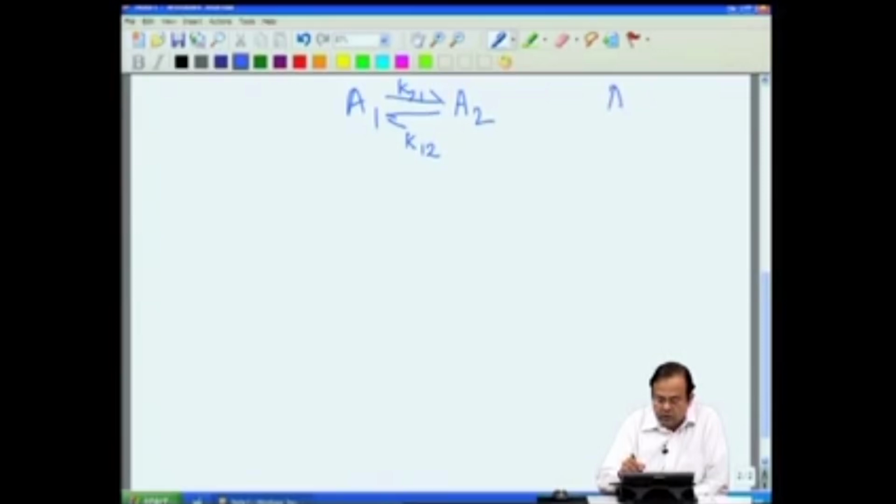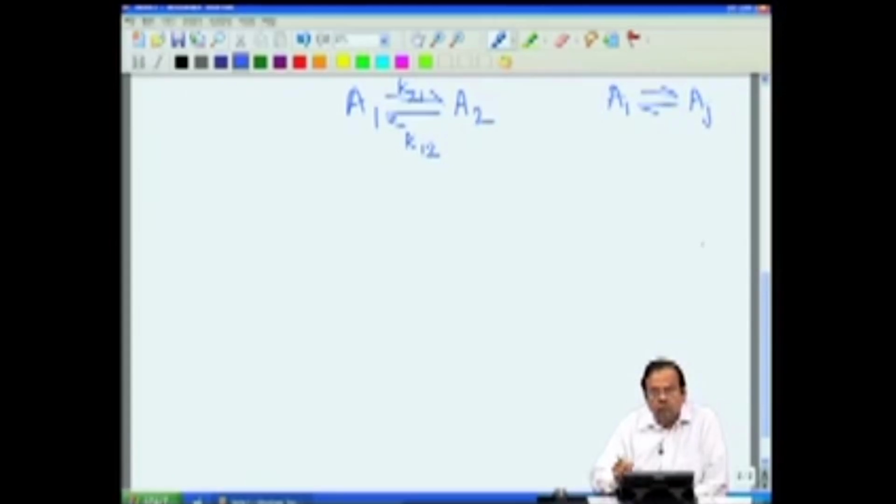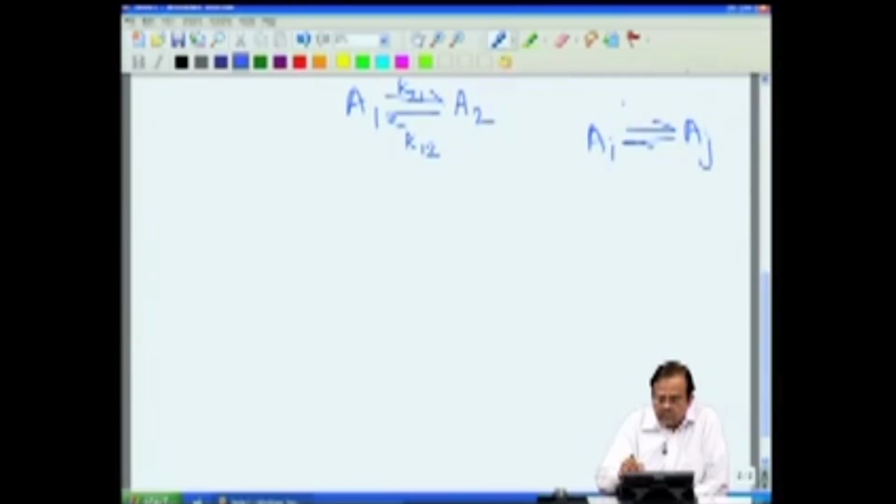Let me also simultaneously generalize this, so that we need not come back to the notation once again. If we have a reaction Ai going to Aj, let me write it down. If I have a reaction Ai going to Aj, formation of j from species i, the reaction rate constant is Kji. Formation of species i from species j, reaction rate constant is Kij. So, that is our reaction network in general.